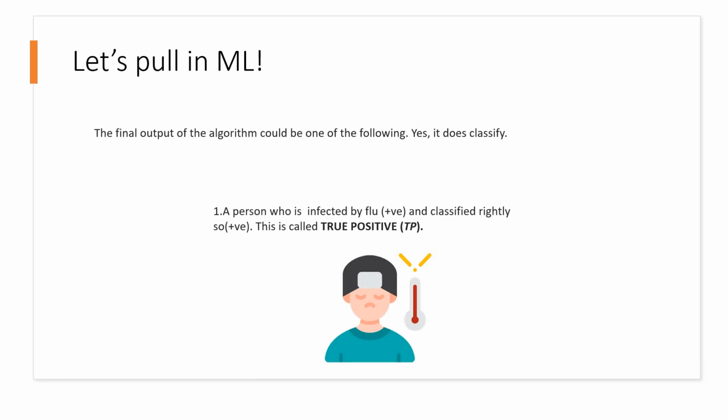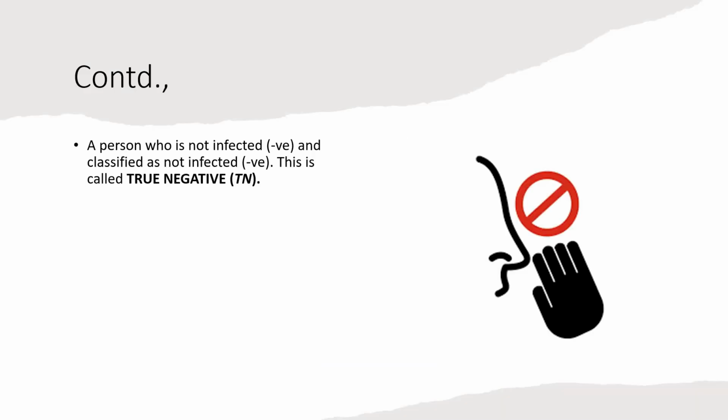Now we are putting ML into the picture, and the final output of the algorithm could be one of the following. First case, a person who is infected by flu, that is, the result will be positive and it is classified rightly by the algorithm as positive. He is infected, he is also identified as infected, and this is called true positive. Remember, this is called true positive.